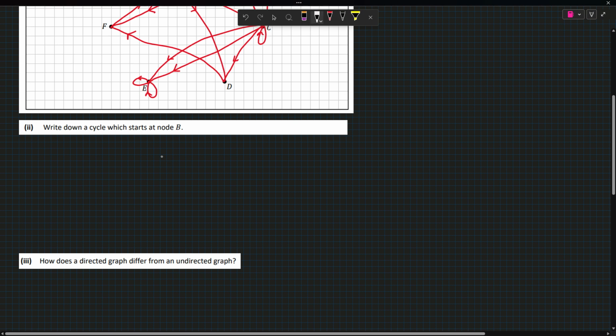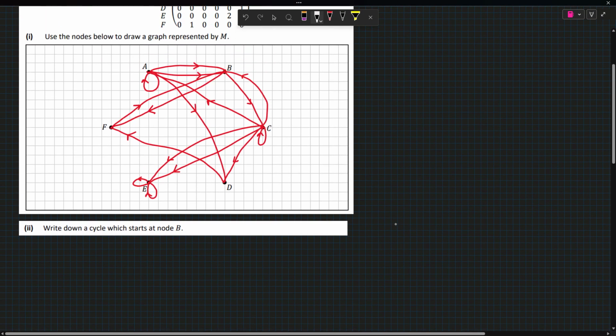The next part says write down a cycle which starts at B. Well, if you go from B, you can head to C and then back to B. So one cycle could be B to C to B.